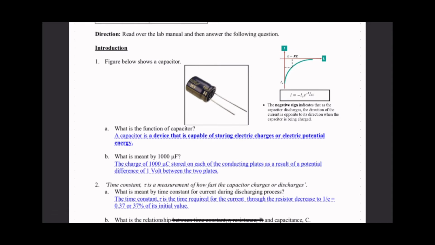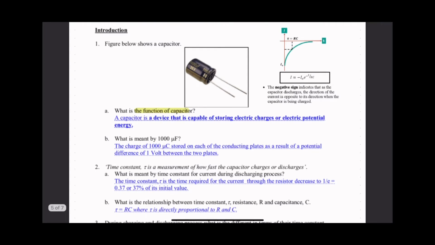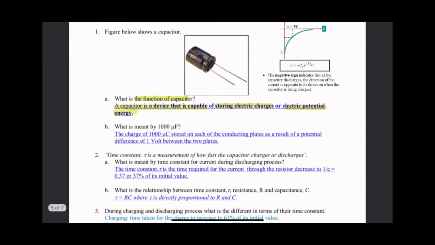Okay, so this is just to tell you, what is the function of capacitor? Okay, capacitor is a device that is capable of storing electric charge or electric potential energy. Okay, so this is the picture of a capacitor. Okay, what is meant by 1000 microfarad? Okay, so it means that the charge of 1000 microcoulomb stored on each of the conducting plates as the result of the potential difference of 1 volt between the two plates.